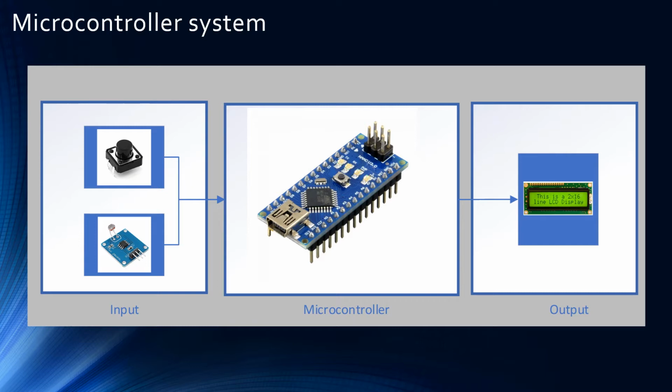So if you want to build a microcontroller system, you need to connect the microcontroller to output and to input. To connect the microcontroller to output and input, as you can see here, there are some pins. So the input and output go through the pins.